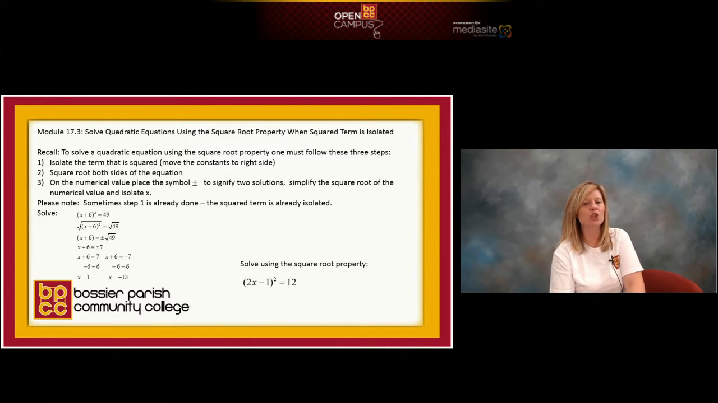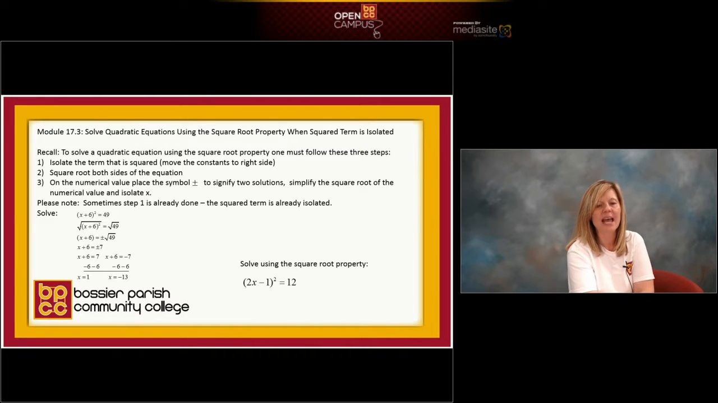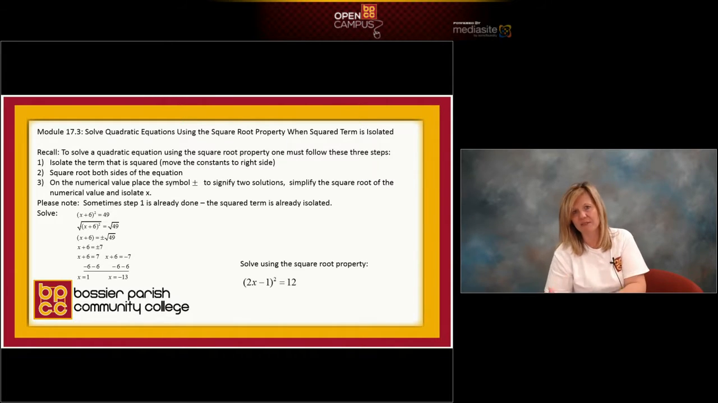Now, can we leave a square root of 49? Absolutely not. 49 is a perfect square. We know its value is 7. So now my equation is x plus 6 equals plus or minus 7. The problem is we're not done. Remember, the goal of solving is to get the variable isolated. But now if you look, the 6 is no longer in parentheses, so now we can move it.